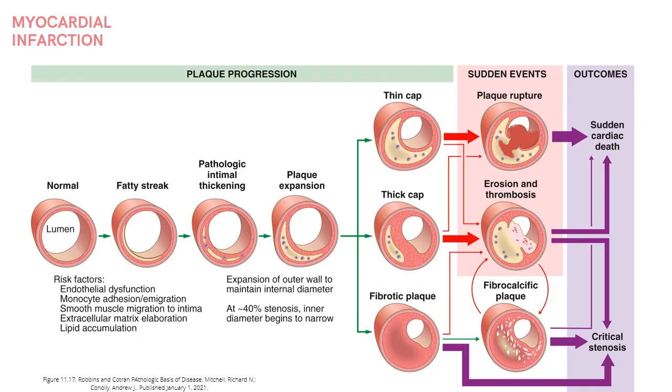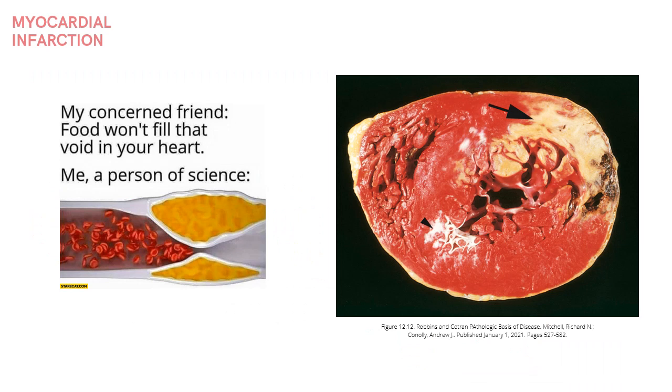Again, this is our pathogenesis: normal, plaque development, plaque events, including the rupture of the plaque, erosion and thrombosis of the plaque, and calcification of the plaque. One of the outcomes would be sudden cardiac death, and this is the result of myocardial infarction. Okay, so I encountered this on Facebook. A concerned friend wrote, food won't fill that void in your heart. And we, as scientists and pharmacists, see an atherosclerotic plaque.